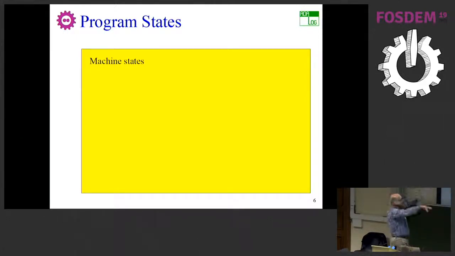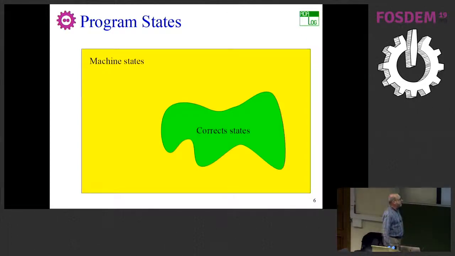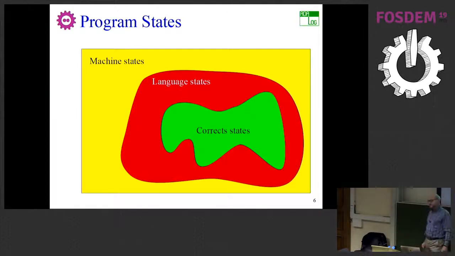Here I represent machine states. So it's very well defined, squared, that all the states that can be achieved, all the combinations of the 32 bits of the memory of the machine, okay? Somewhere inside, what I call the correct states. These are the states that can be attained through a correct execution of your program. Of course, they have to be inside the machine states, otherwise you cannot do what you want to do. Somewhere in the middle, you have language states. These are the states that are allowed by the language rules. Okay?